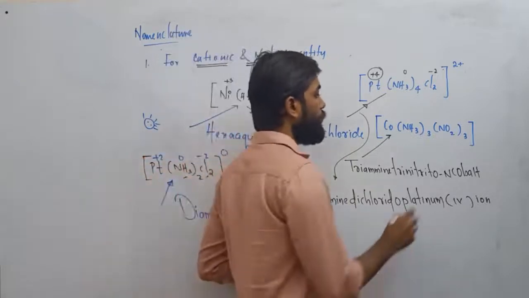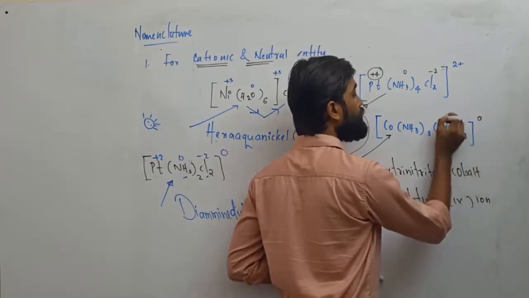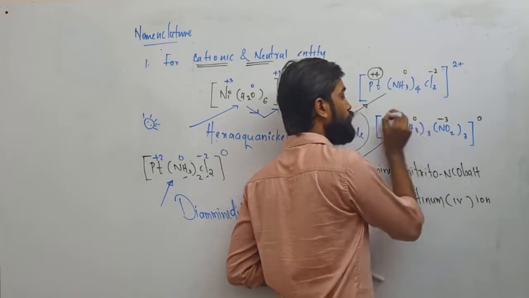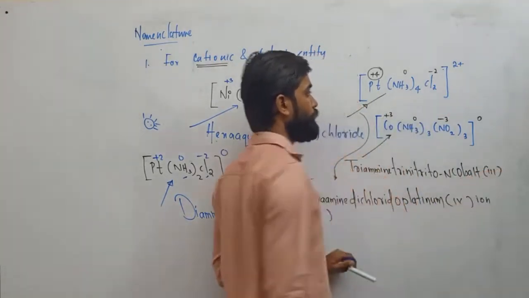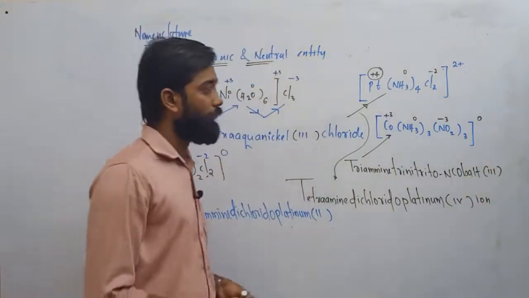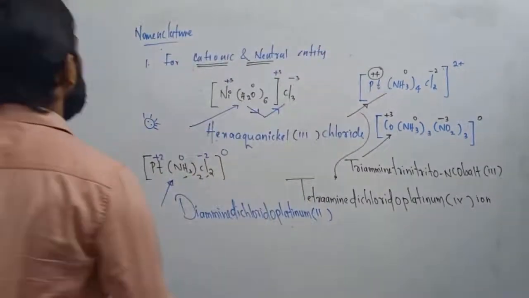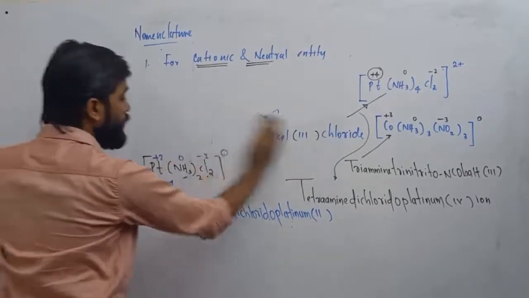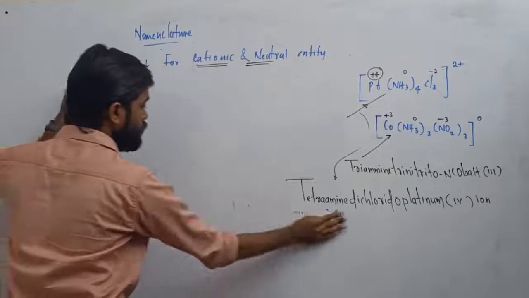Okay, fine. So what about the charge? Cobalt, whole charge is 0 because neutral. NO2 has a charge of minus 1, right? So 3 NO2 means minus 3. Amine 0. So this cobalt should offer plus 3. Is it okay for you? Yes. Okay. So this is how you can write the nomenclature of cationic and neutral entity. Okay. One more case is there. Listen. One more case is there.